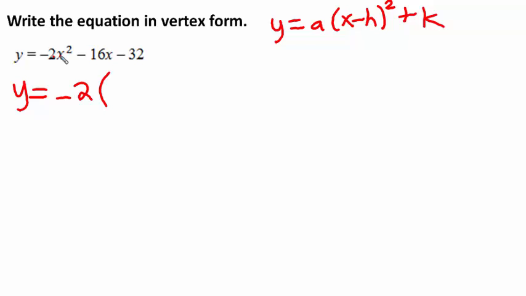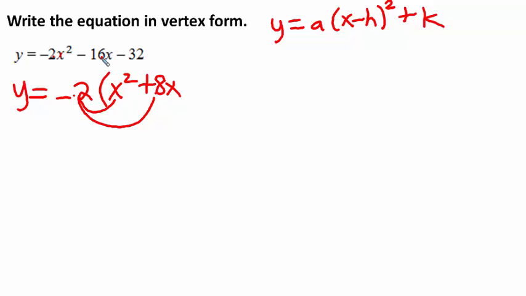To get the first term back, we would need to put an x squared in the second factor. That would give us -2x squared when we distribute. The question is, what would we have to put here to get a -16x? The answer would be plus 8x, because -2 times positive 8x gives you what you originally had.